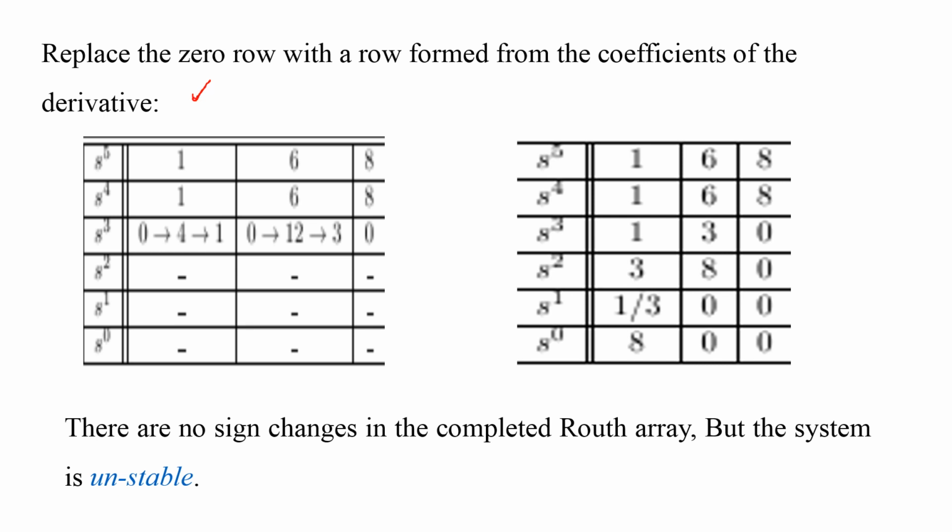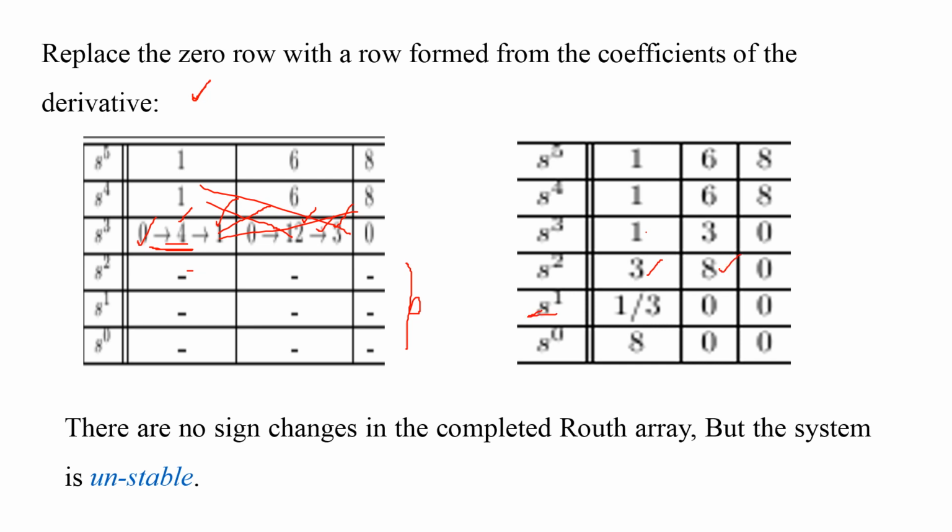This is the 0 row. These 0 elements are going to be replaced by these elements, that is 4 and 12. For simplification, divide these row elements by 4, that is 4 by 4 is 1, 12 by 4 is 3. Now by using these elements, complete the remaining RS table. That is, this element is given as 1 into 6 minus 1 into 3 by 1, that is 3. Similarly, 1 into 8 minus 1 into 0 by 1, that is 8.